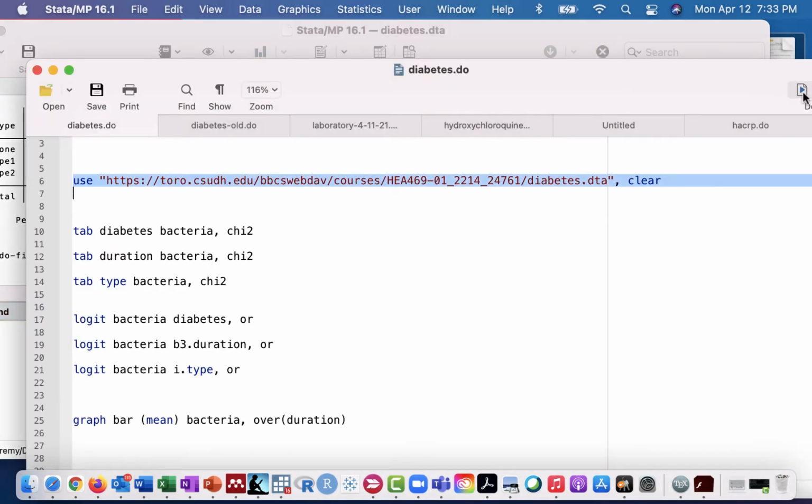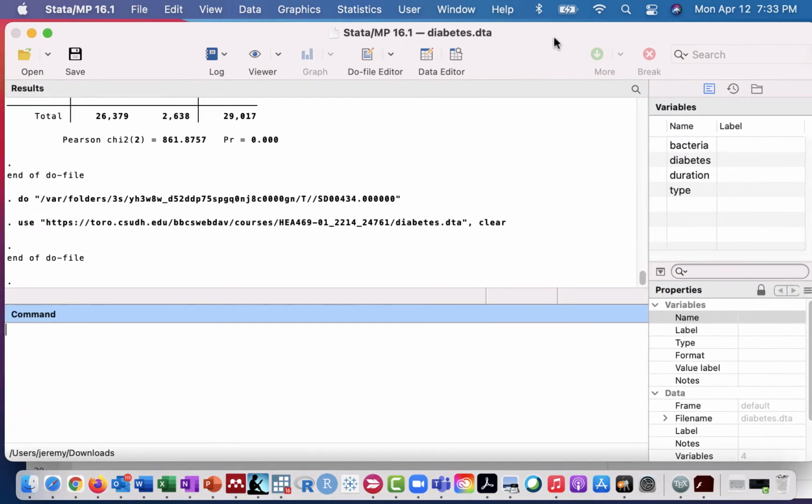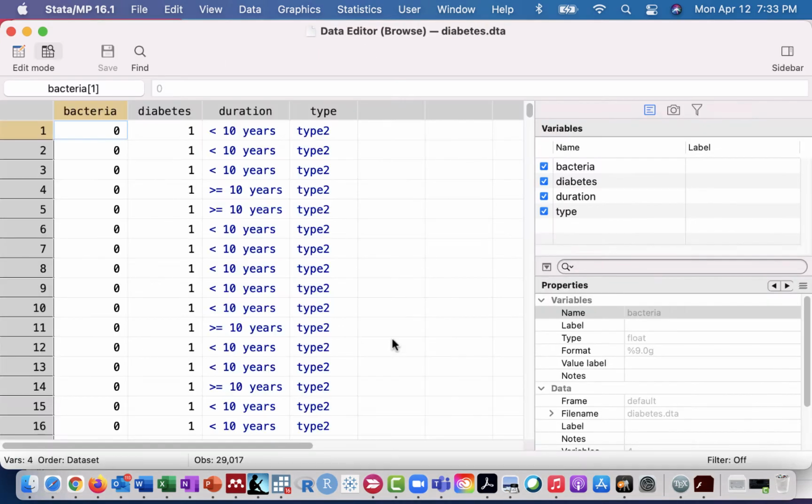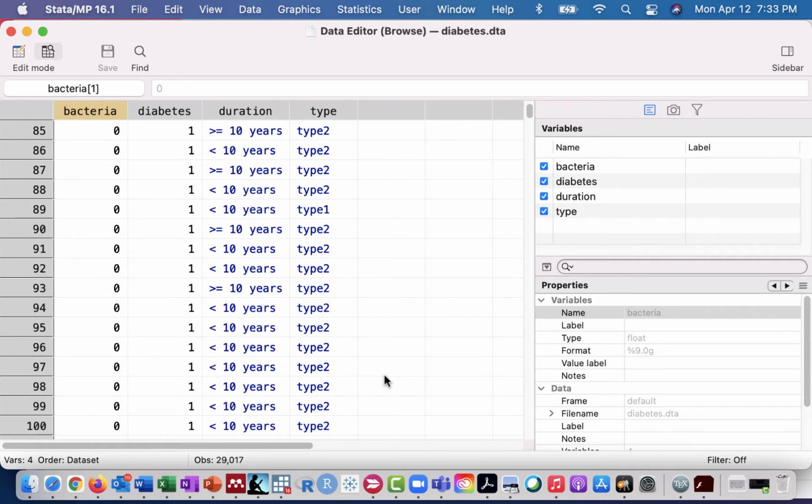And then you could just highlight all the code and run it. I'm just going to press the play button on that first line of code. So see, use diabetes.dta. diabetes.dta is the data set for this week. You could browse the data set here and see how long you've had diabetes. Did you have it never, no diabetes? Did you have it for less than 10 years, or for greater or equal to 10 years?